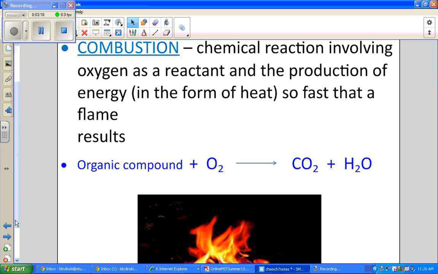And the 2 products, always the 2 products of a combustion reaction are CO2, carbon dioxide, and water. So you have to have all 3 components for combustion: O2, CO2, and H2O. And of course, it's associated with flames.